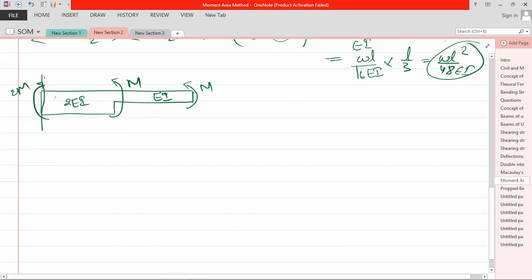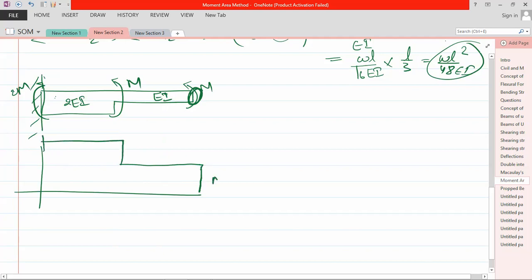Suppose this is a cantilever. You need to obtain the deflection and the slope at this point. Now what we need to consider is, if I draw the bending moment diagram, it is M up to here, then it adds up another M, and up to here it will be 2M. This is M, this is 2M.